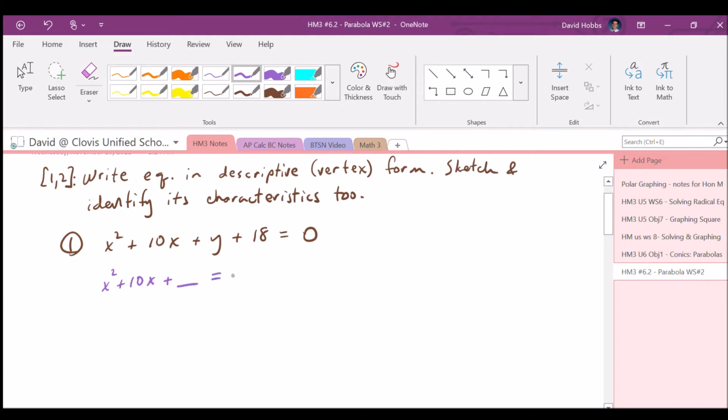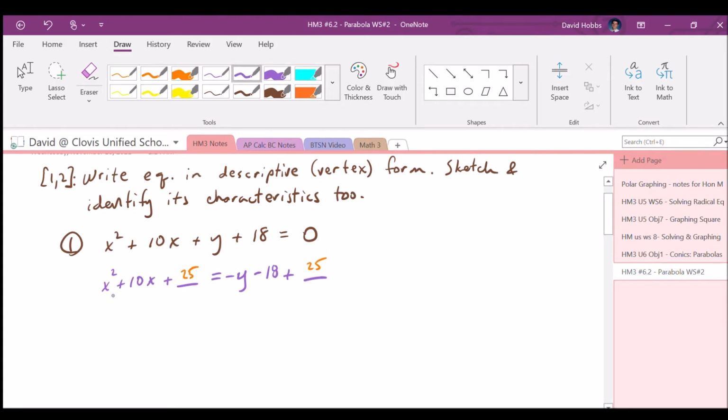I'm going to move the y to the other side, so it's negative y, and I'm going to move the 18 to the other side as well, so negative 18. Now, if I have a plus blank on the left side of the equation, I need a plus blank on the right side just to keep things in balance. We have completed the square before, so this is not really anything new. Notice I have a positive 1 coefficient for the squared term, and that's what we want typically when completing the square. So half the middle term is 5, squared is 25, and to keep things in balance I need to add 25 to the right side of the equation as well.